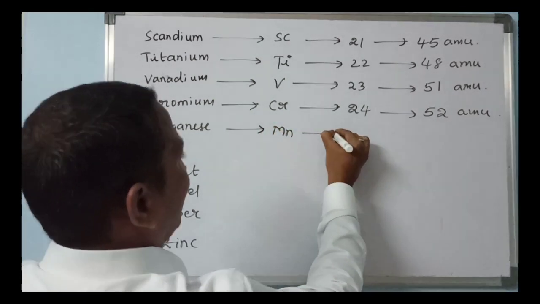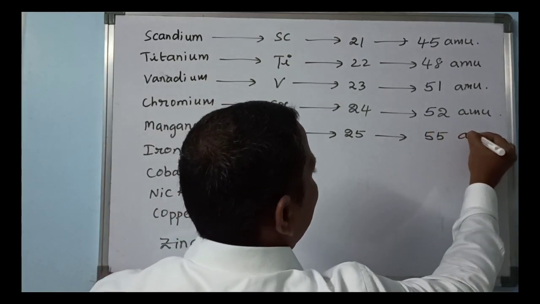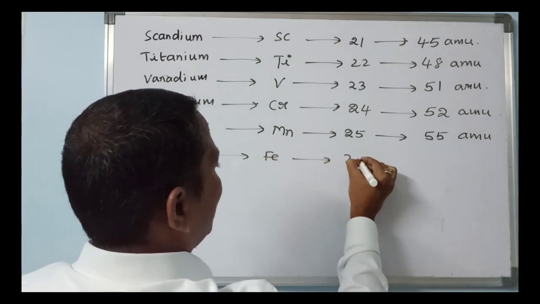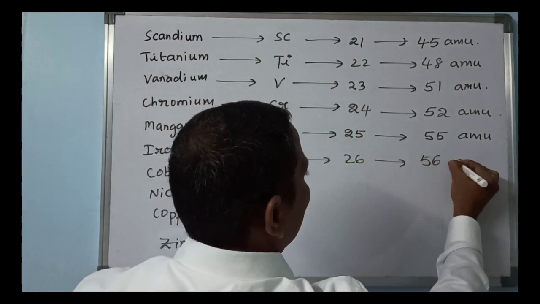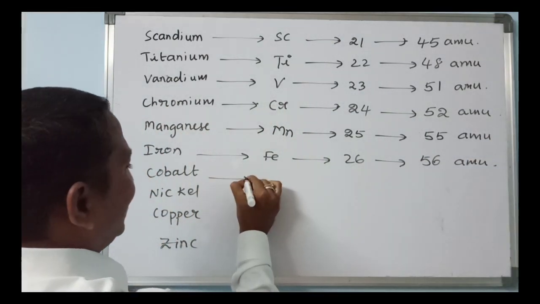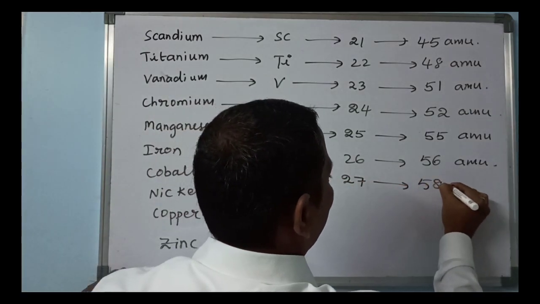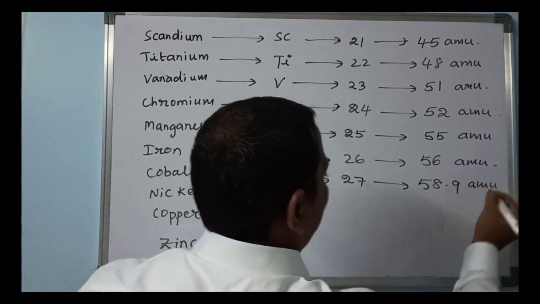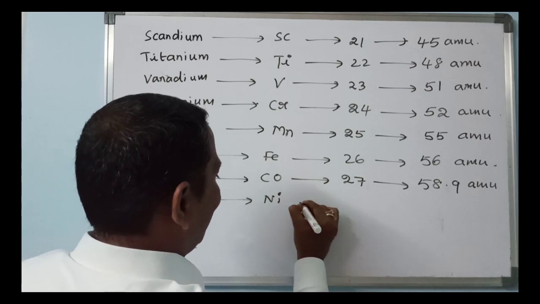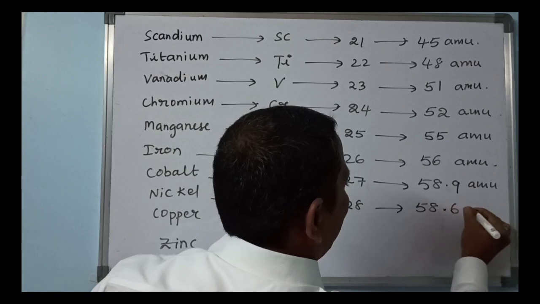Manganese. Mn. Atomic number 25. Atomic mass 55 AMU. Iron. Symbol Fe. Atomic number 26. Atomic mass 56 AMU. Okay, clear, all of you? Cobalt. Co. Atomic number 27. Atomic mass 58.9 AMU. Okay. Nickel. Symbol Ni. Atomic number 28. Atomic mass 58.6 AMU.